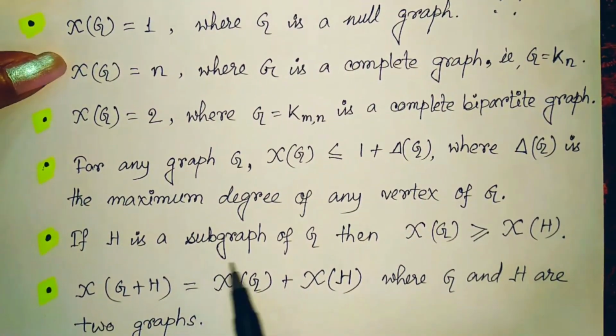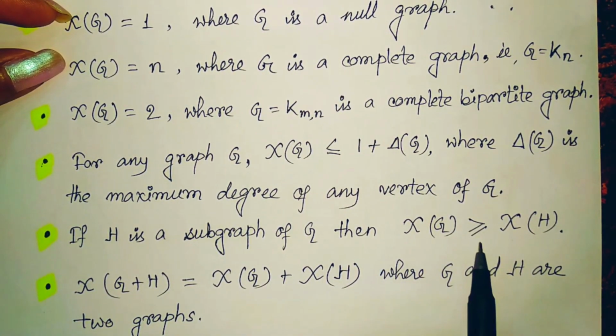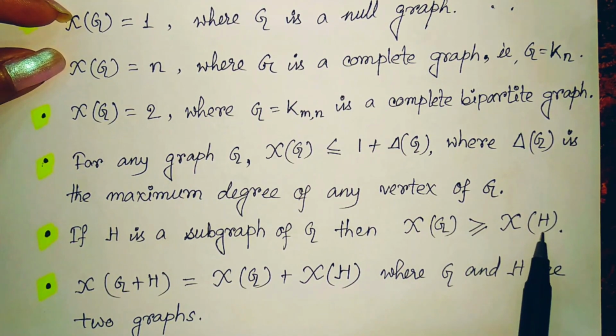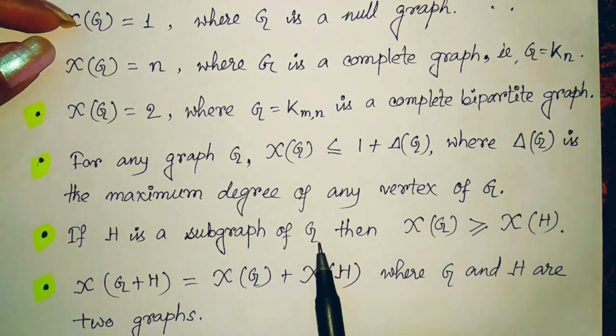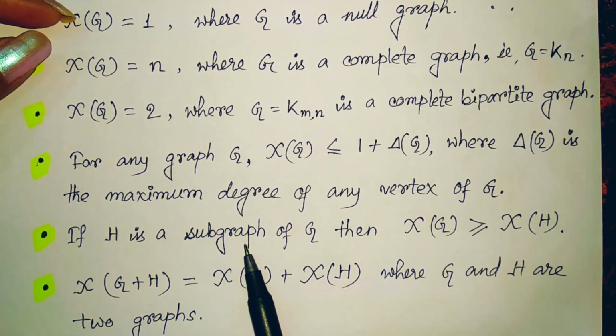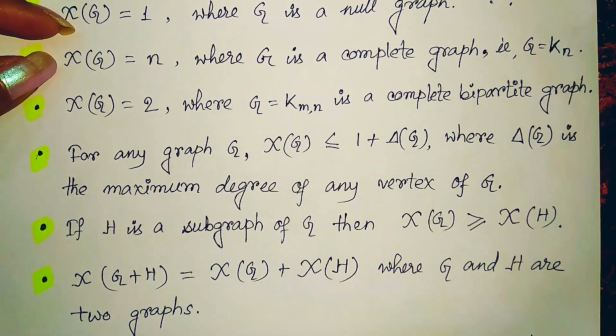If H is a subgraph of G, then the chromatic number of G is always greater than or equal to the chromatic number of this subgraph. That is again very obvious. The subgraph is taken from G, so the chromatic number of a subgraph will never exceed the chromatic number of the graph G.